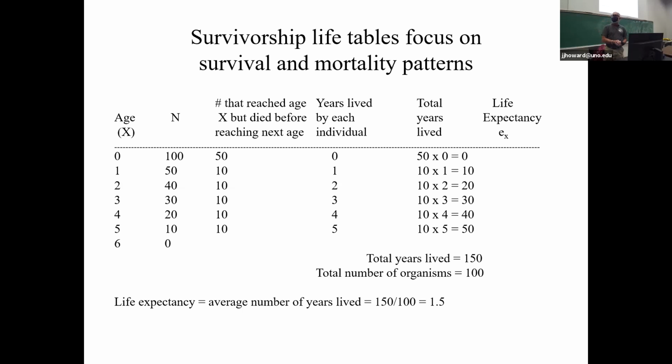Another question. Is the life expectancy 1.5 for all of them? It's the average. It doesn't tell you what an individual will actually do. An individual may die instantly, or it may live 5 years, but on average. If you're going to fill out that last column, it would just be 1.5. Right, so the life expectancy for a newborn then is 1.5.